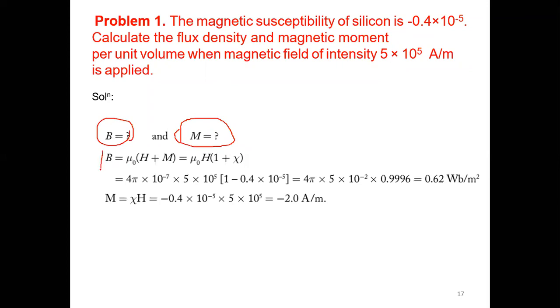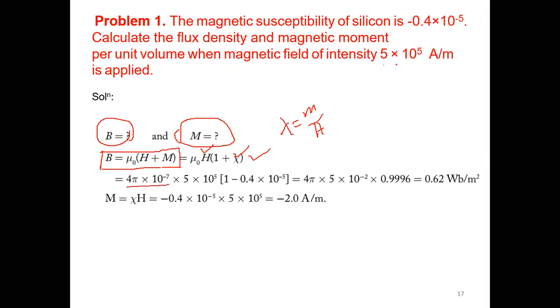They are connected with this formula: B equal to mu naught (H plus M). If you take H common, B equals mu naught H times (1 plus M by H). Now we know that chi is equal to M by H. So this equation will be reduced to B equals mu naught H times (1 plus chi). Now you can easily calculate B because H is given and the value of chi is also given in this problem, and mu naught is a constant, the permeability of free space, which is this value.